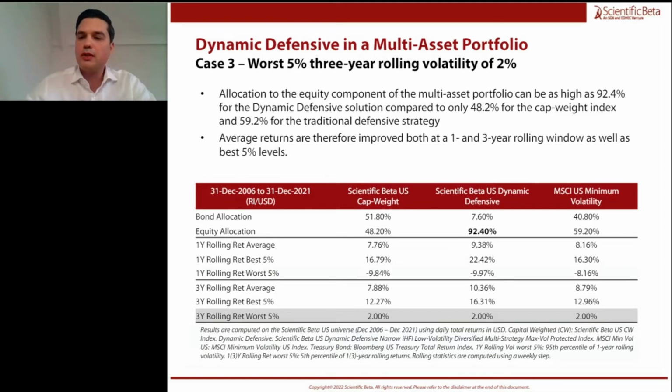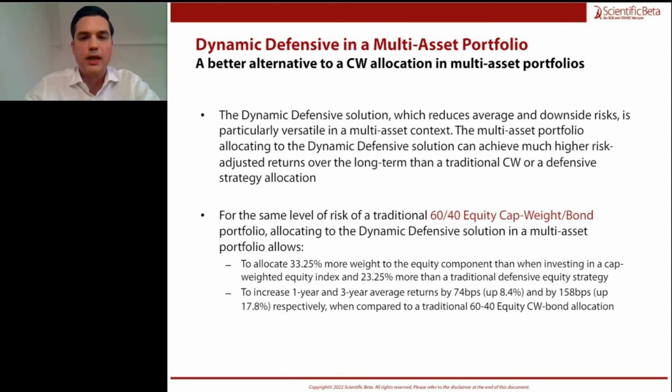So these are the examples in respect to the multi-asset portfolio setup. And what we saw in these 3 case studies, these three simple but powerful case studies, is that the investor with respect to a 60-40 traditional equity bond allocation can actually allocate 33% more to the equity component if the investor is using the dynamic defensive portfolio. And this is already 23% more than what he would be able to achieve with a traditional defensive portfolio.